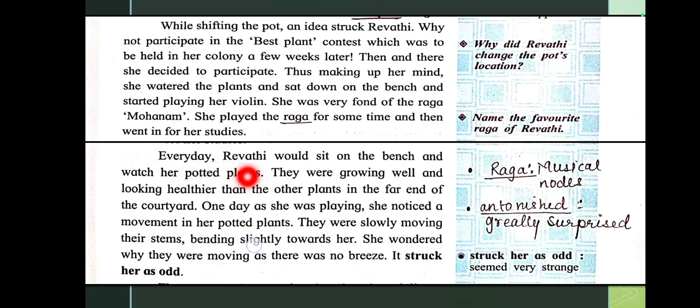Every day, Revathi would sit on the bench and watch her potted plants. They were growing well and looking healthier than the other plants in the far end of the courtyard. One day, as she was playing, she noticed a movement in her potted plants. They were slowly moving their stems, bending slightly towards her. She wondered why they were moving as there was no breeze. It struck her as odd.